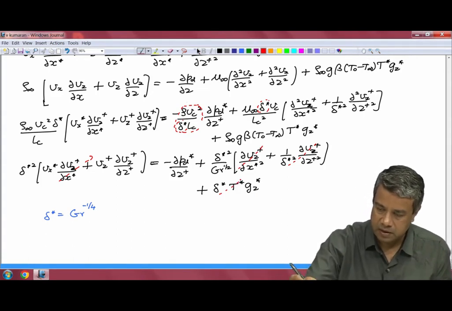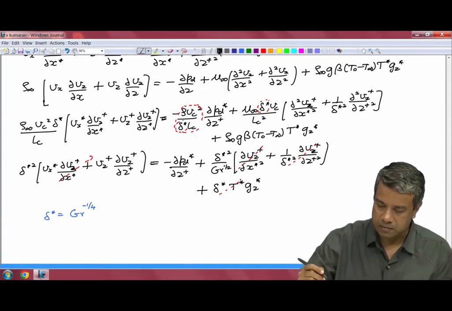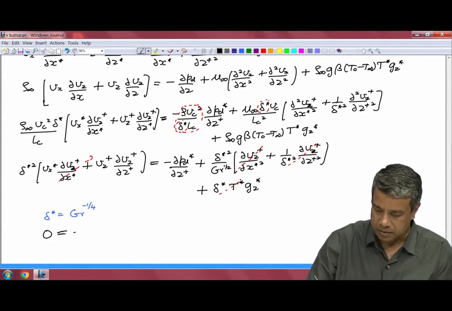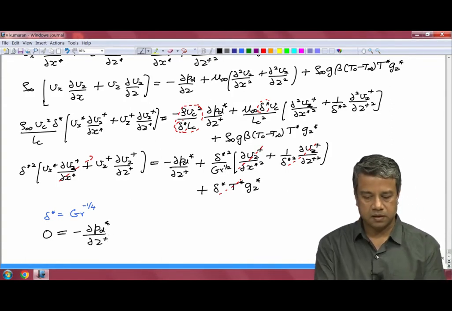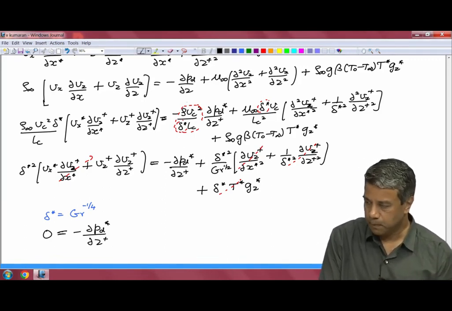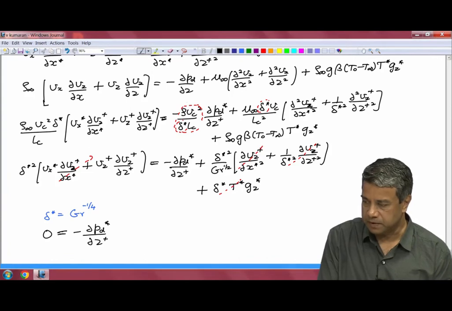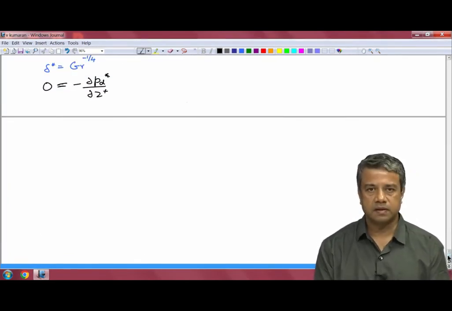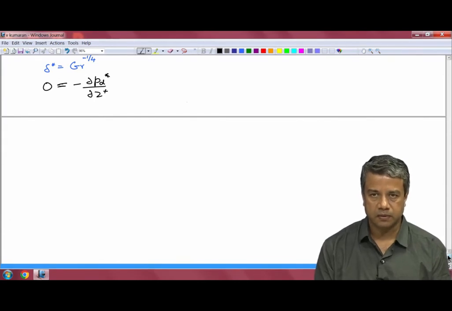So, the cross stream momentum conservation equation is just 0 is equal to minus partial P by partial z plus. So, that is the cross stream momentum conservation equation, that the pressure gradient is just equal to 0. And this is a common feature of all boundary layer equations. It turns out that the pressure gradient across the boundary layer will be 0.